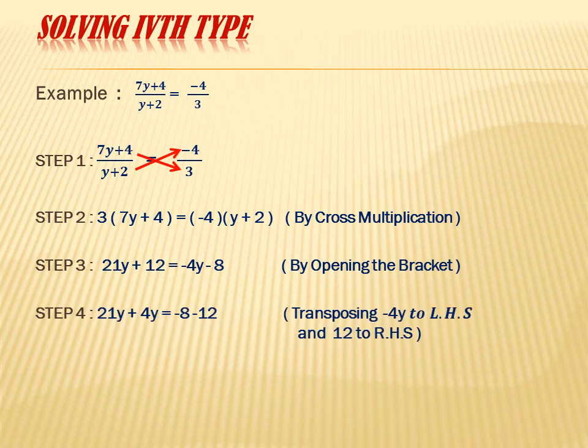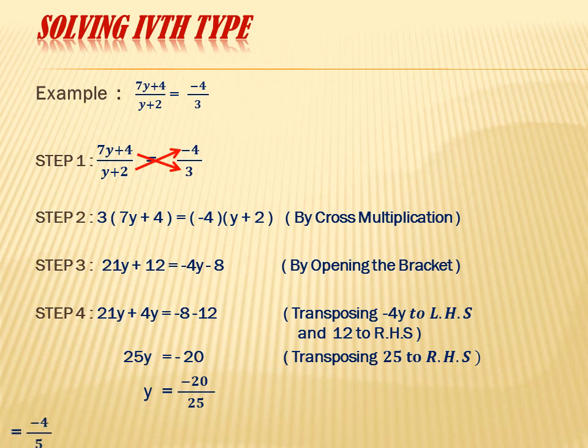In the next part, we will apply transposition. 12 will be transposed to the right hand side, and minus 4y will be transposed to the left hand side. So it will become plus 4y, and plus 12 will become minus 12 on the right hand side. When we simplify it, we get 25y is equal to minus 20. Again transposing 25 to the right hand side, we get minus 20 by 25, and when we simplify it, we get minus 4 by 5.